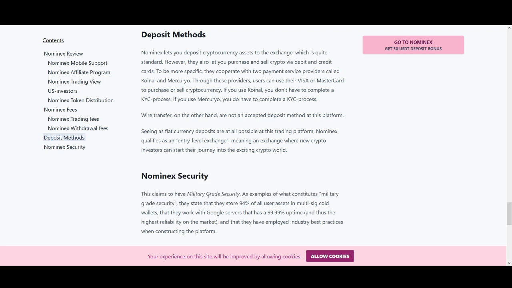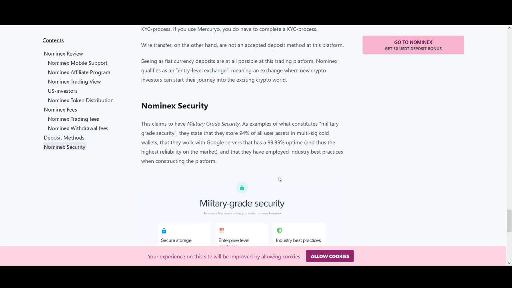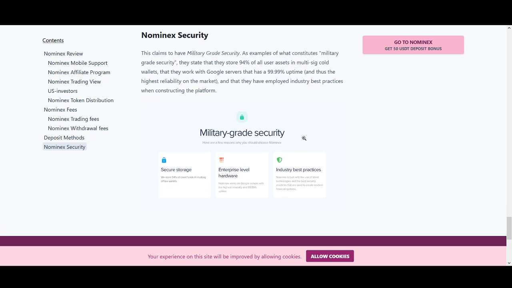And one of the things that I like is the nominex security. They claim to have military grade security. As examples of what constitutes military grade, they state that they store 94% of all users' funds in multi-sig cold wallets, and they work with Google servers that have 99.99% uptime. That is a really good thing that I always check when I'm looking into a new exchange.